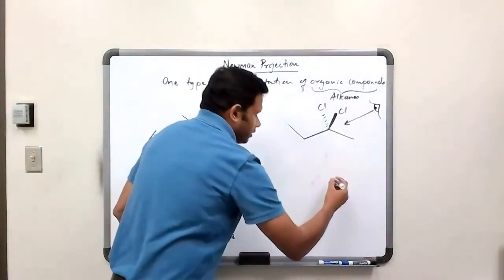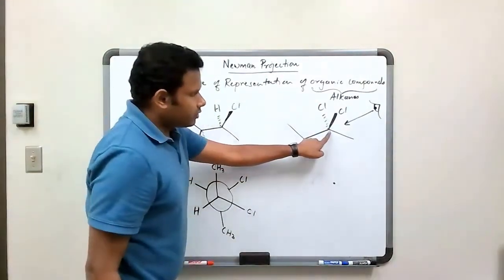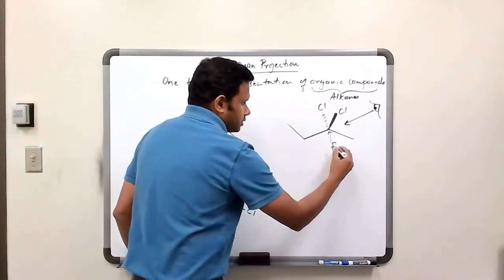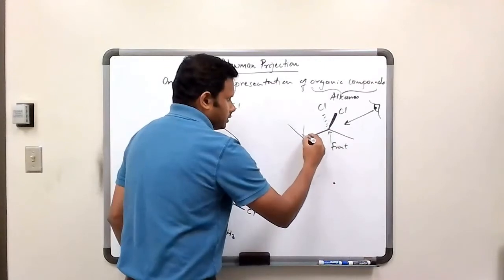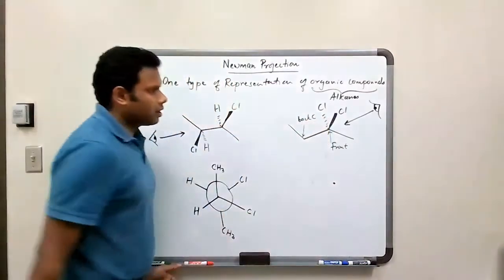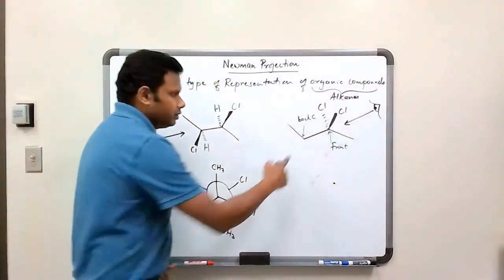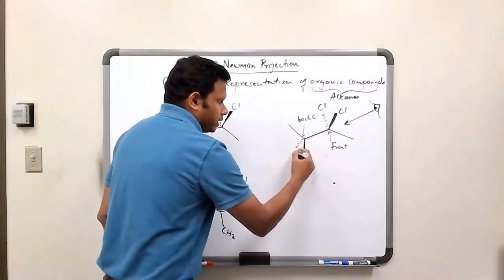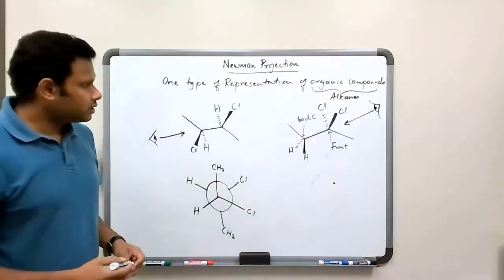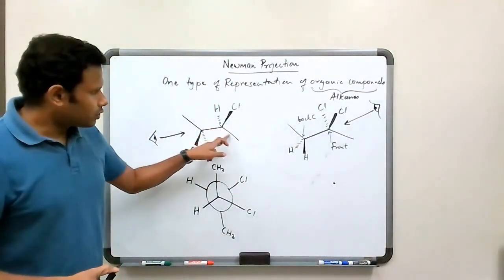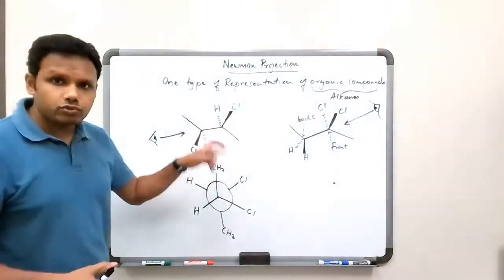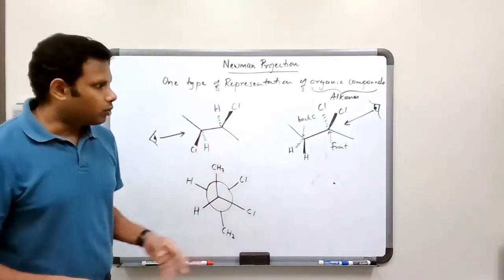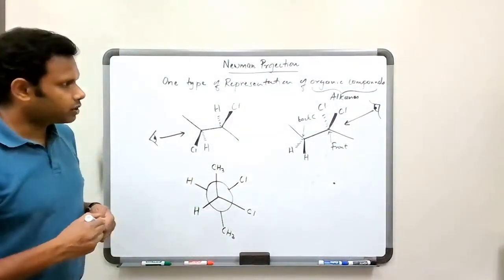So when I look at that from that direction, this is my front carbon. This here is the back carbon. Notice how on the back carbon, there are no groups shown. That means there are two hydrogens here, one on a wedge and the other on a dash, because to any carbon, you draw two straight lines and then one wedge and one dash. We went over this in chapter 1. So if you want a refresher, please go to the chapter 1 videos, where we talked about representations.